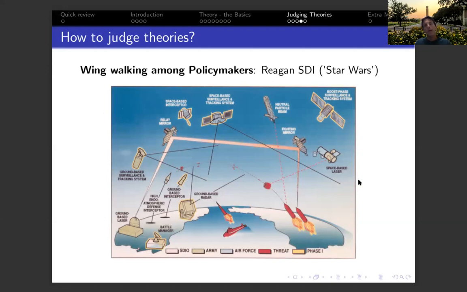The idea behind the SDI is that it provides active defense, rather than what was the common strategy back in the day between the United States and the Soviet Union, what was called the MAD strategy. MAD is an acronym for Mutual Assured Destruction.